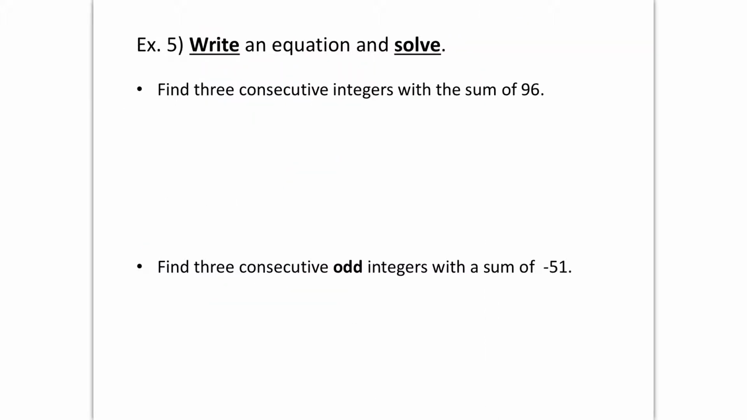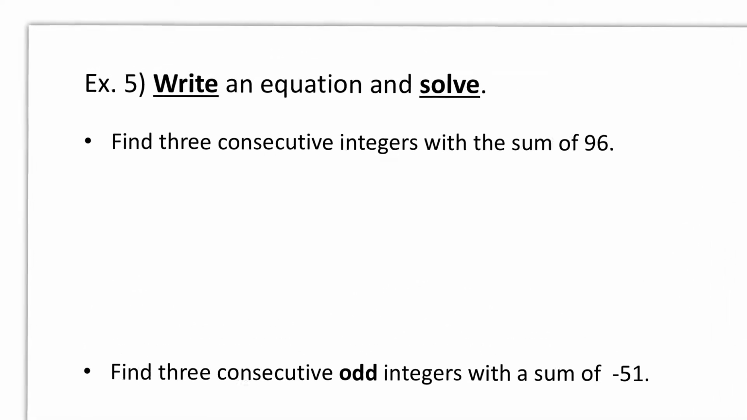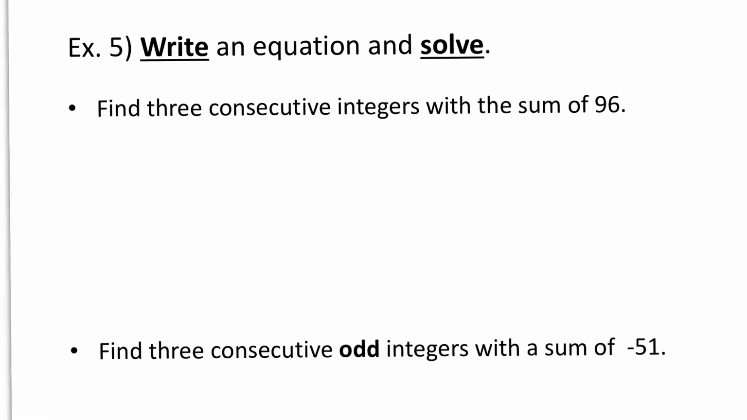Now these two examples are to put everything together so you understand how to write an equation and how to solve for that equation. So let's look at the first example. The instruction says you want to write an equation and solve. So that means we need to make an equation and then find the value of the variable. We have: find 3 consecutive integers with the sum of 96.